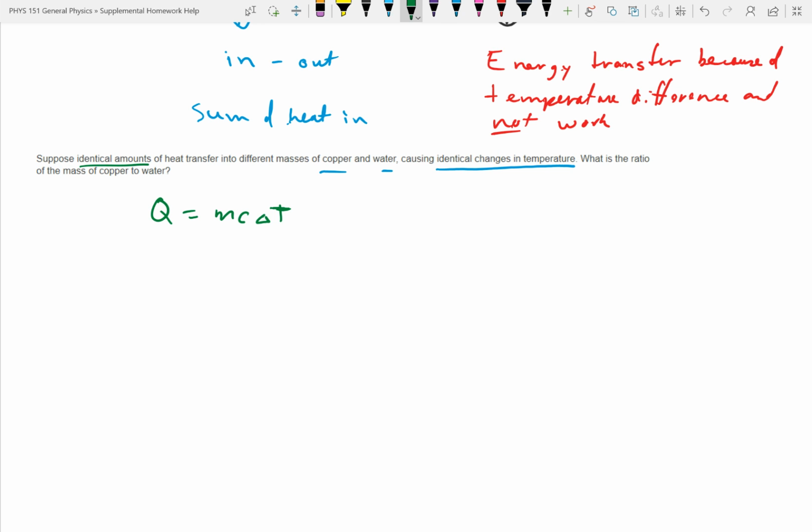And it says identical amounts of heat and identical temperature changes. So let me put Q over delta T equals constant. Because I put in the same amount of heat and I get the same temperature change. And so then if I do it for copper and water, I will know that Q over delta T is equal to mass of copper, C of copper, is equal to mass of water, C of water, just by taking Q divided by delta T.